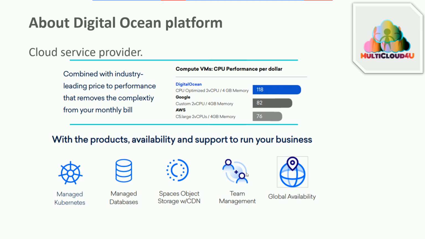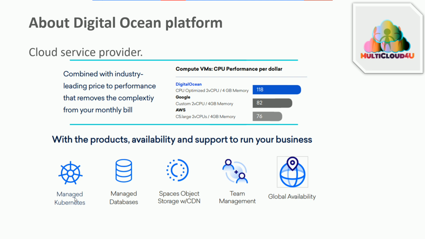If you see their price to performance ratio, which removes the complexity from your monthly bill, you'll see that DigitalOcean ranks around 180, Google ranks around 82, and AWS ranks around 76. This is because at the final cost, which includes bandwidth, storage, and everything, you will find DigitalOcean less costly than the others.